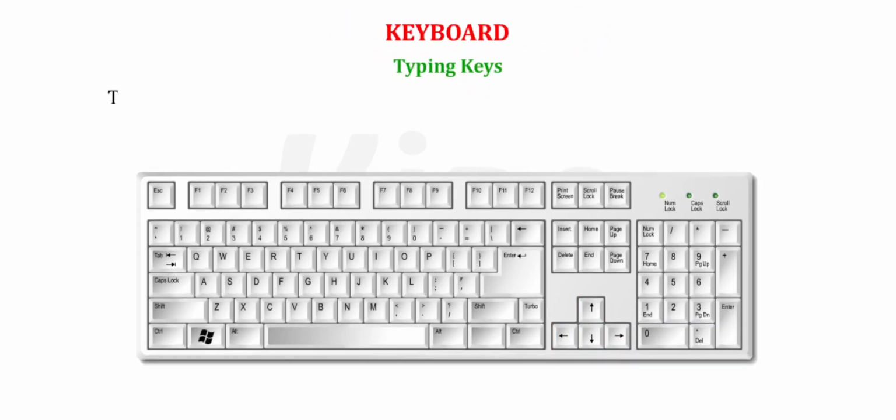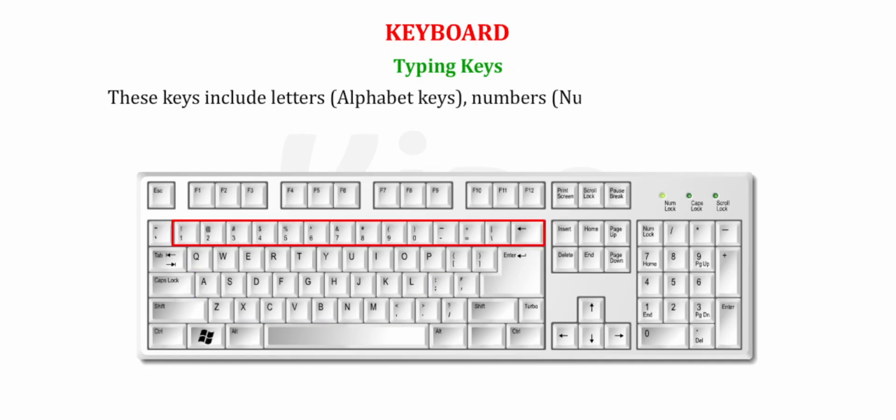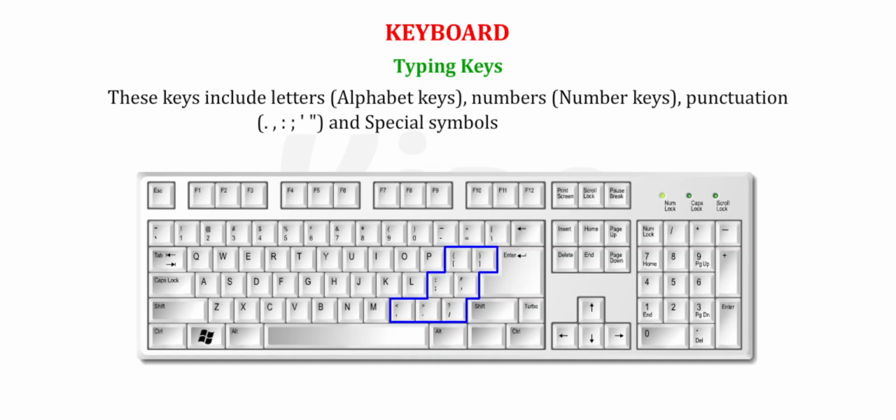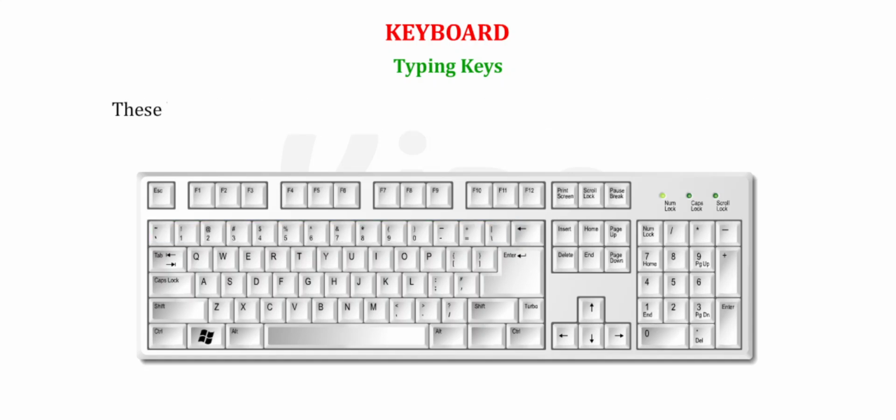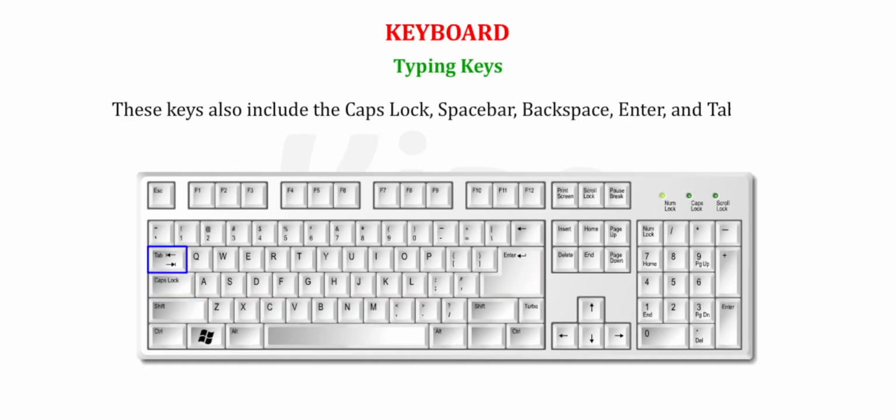Typing keys. These keys include letters, alphabet keys, numbers, number keys, punctuation like full stop, comma, colon, semicolon, single quote, double quote, and special symbols like plus, minus, dollar, etc. These keys also include the caps lock, space bar, backspace, enter and tab key.